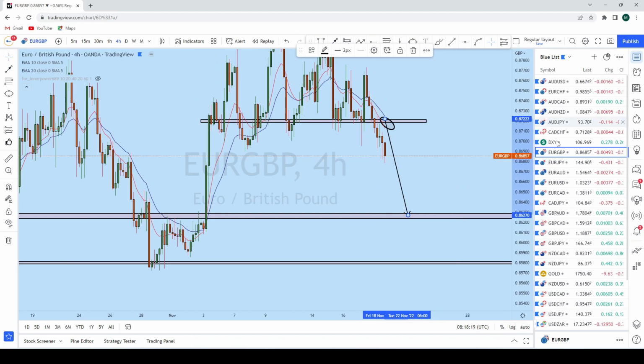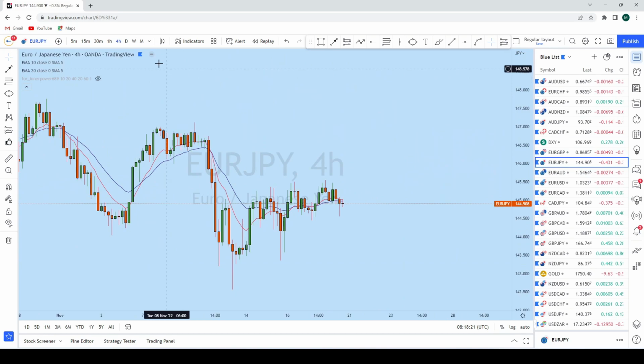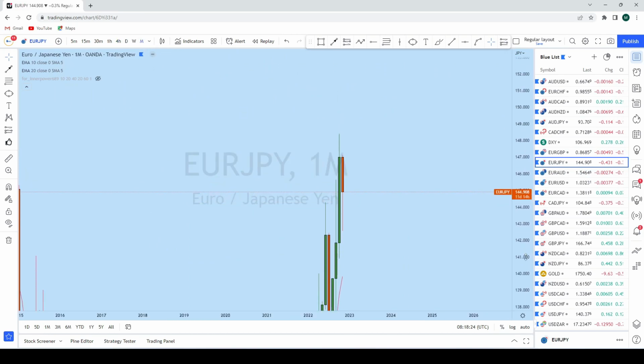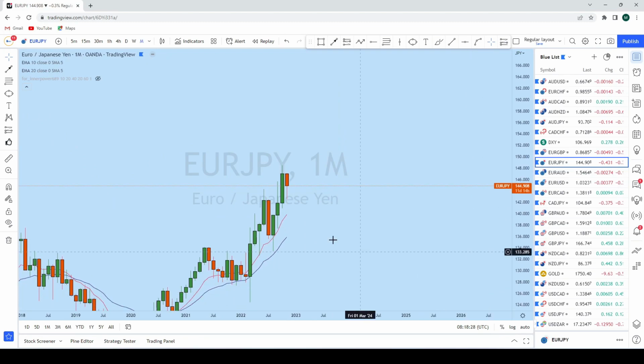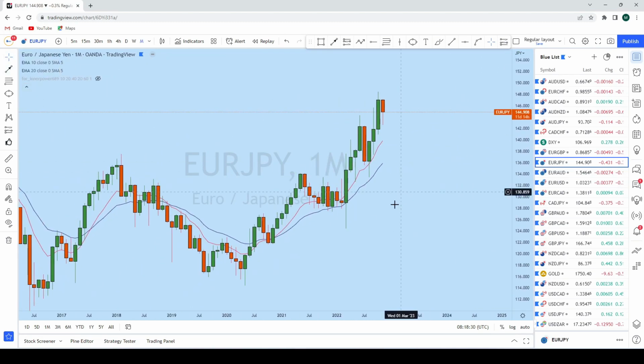Now let's look at EURJPY, starting again with the monthly time frame. Now EURJPY on the monthly, this is a long-term bull market. There is no question about it. As you can see, the market structure is highly bullish.